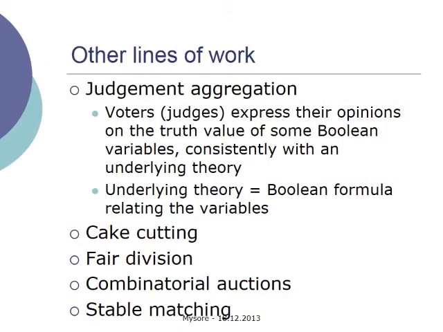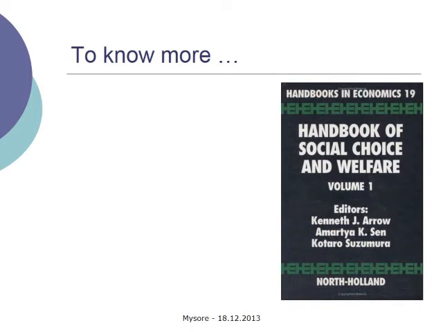There are many other lines, these are the core lines that people have been studying in voting theory, but there are many other lines that I don't have time to talk about. One is judgment aggregation, which is a framework very similar to preference aggregation, but the agents are not submitting preferences over some candidates, but are submitting their opinions, judgments over the truth value of some variables. And then the result is the value of these variables according to the judgment of several judges. It's a slightly different framework, because among these variables that the judges have to judge, you have some underlying theory that relates these variables to one another. And it has also many practical applications. Fair division, combinatorial auction, and stable matching are all other variants of preference aggregation, which do not exactly fit in the framework that I told you, but are very related. If you want to know more, this is a very good book by Arrow, Sen, and Suzumura that tells you everything you ever wanted to know about voting theory.